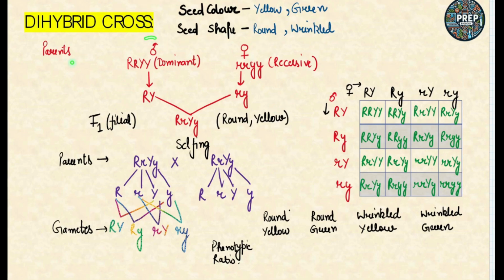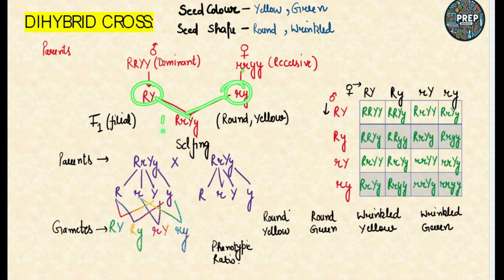Now the parents: one contains full dominant and one is full recessive. Dominant has capital RR, capital YY, that represents the dominant yellow and round, and the other parent contains full recessive, that is small rr, small yy, that is recessive, green and wrinkled. Now the gametes are formed, capital RY and small ry.